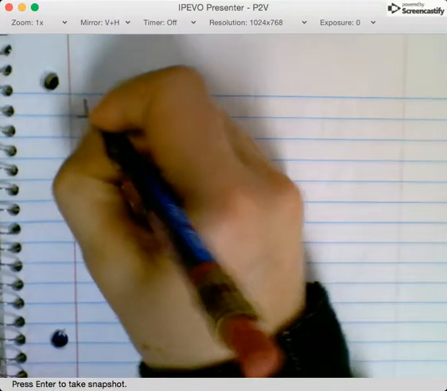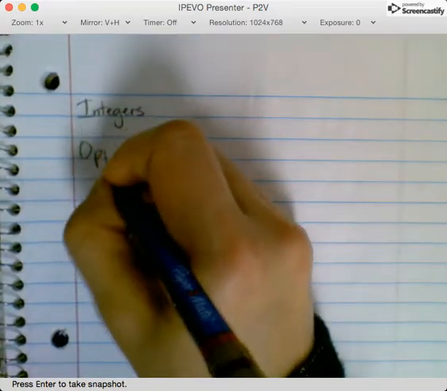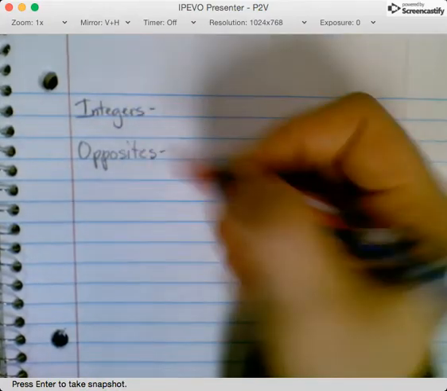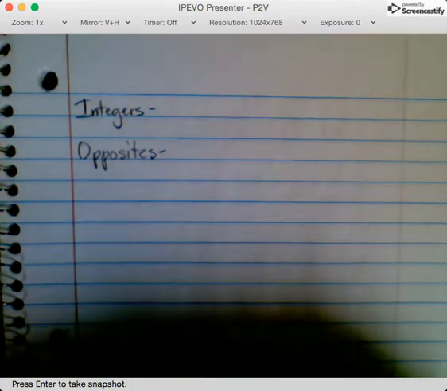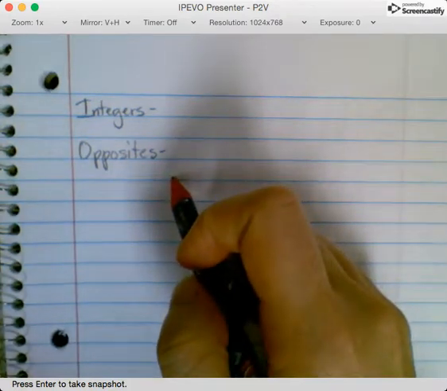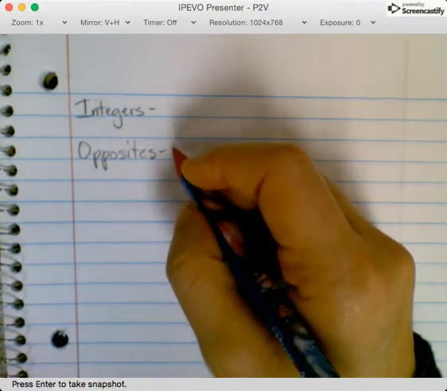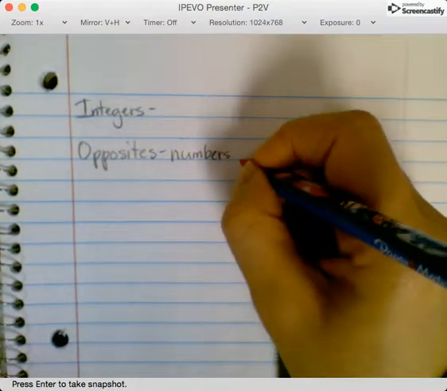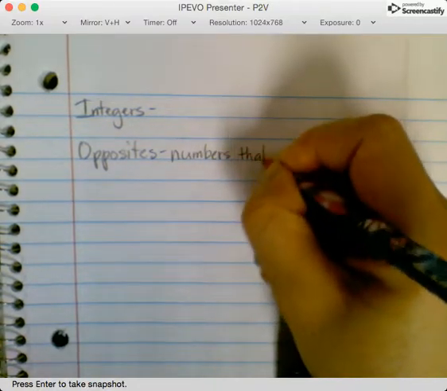Your lesson starts out talking about some vocabulary. We have the words integers and opposites. And you'll notice that the definition of integers also includes opposites. So I'm going to start with the definition for opposites. In the book, your definition for opposites is numbers that are the same distance away from zero on a number line. Actually, I'm not going to write all that up. Maybe I will.